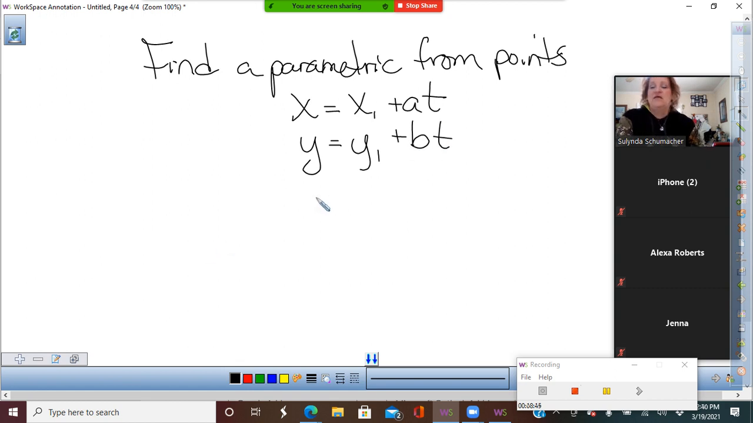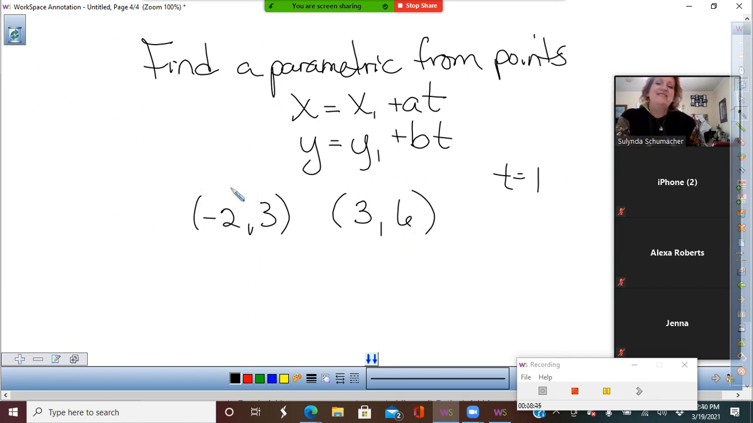All right? So a couple of things I want you to know is we are actually going to assume that t is going to equal 1. We want to know what it is when t equals 1. And that you're going to be given 2 points. So let's say the first point is negative 2, 3. And the second point is 3, 6. So this is actually our x1, y1. And this is actually our x and y. We can make these x2 and y2, same thing, right?